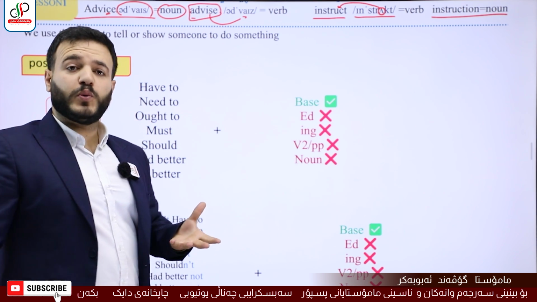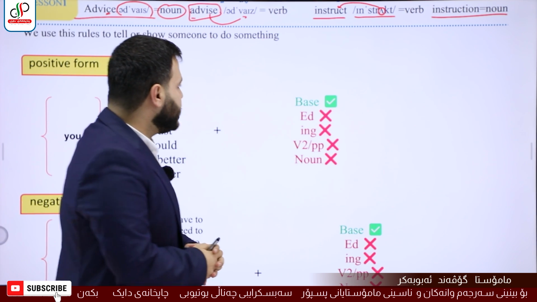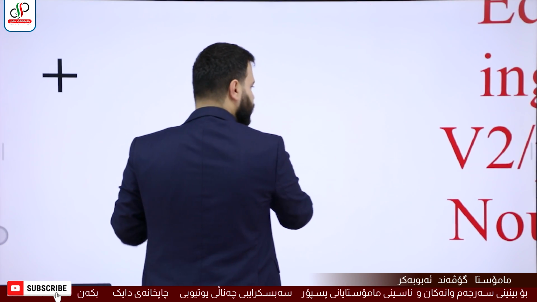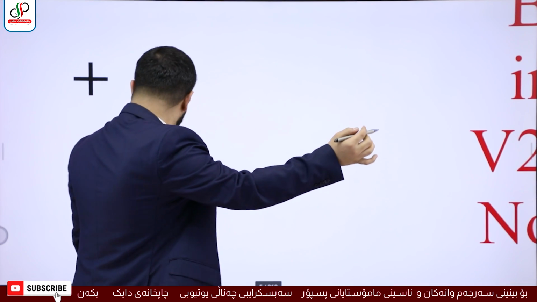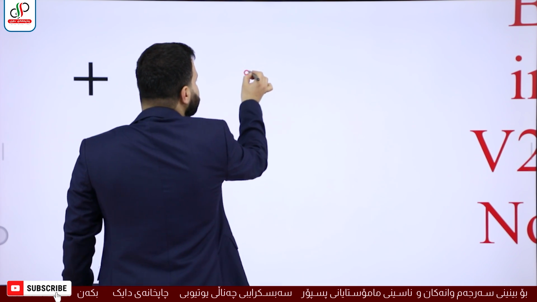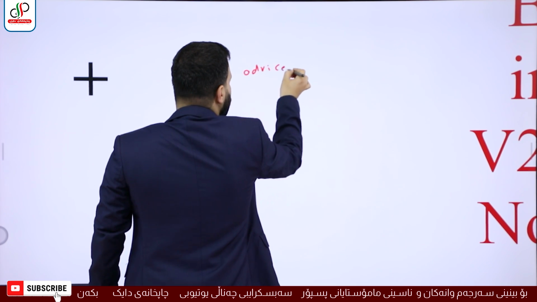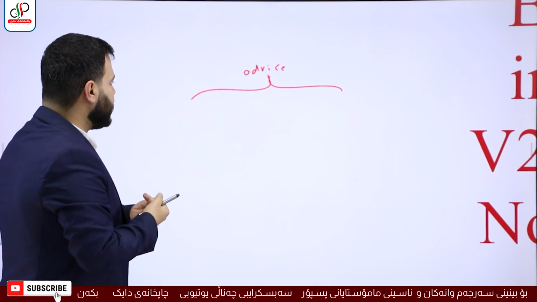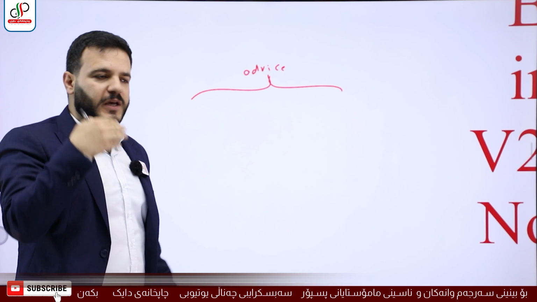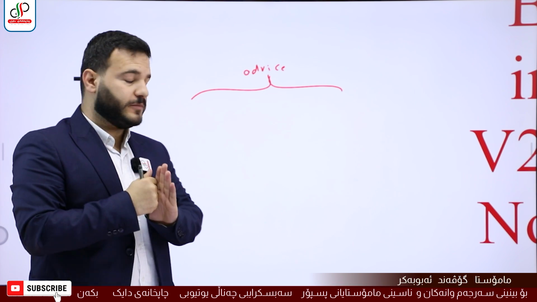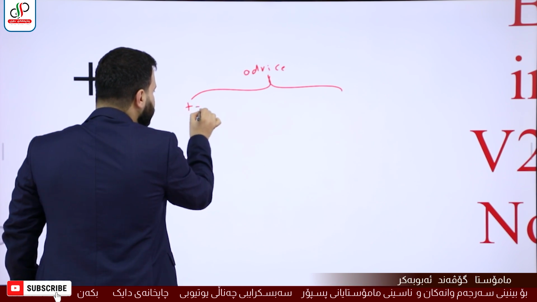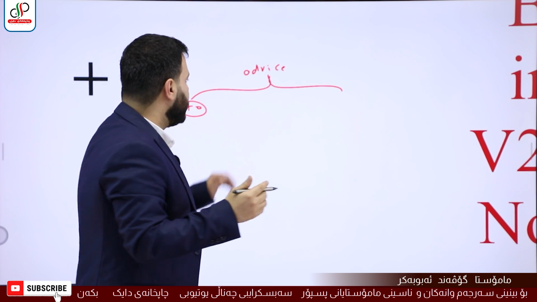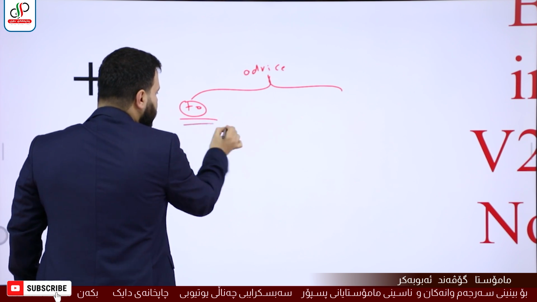And how many rules do we have for advice? Guys, look here, I'm going to make a diagram for you. The first one, this is advice. And how many rules do we have? We have 2 rules. In advice we use modal verbs. For example, we have some modals with to and some modals we don't use with to.